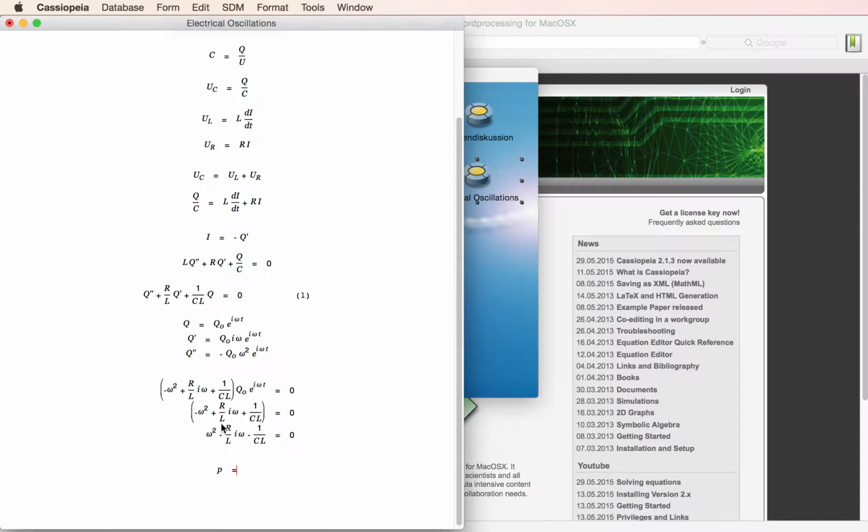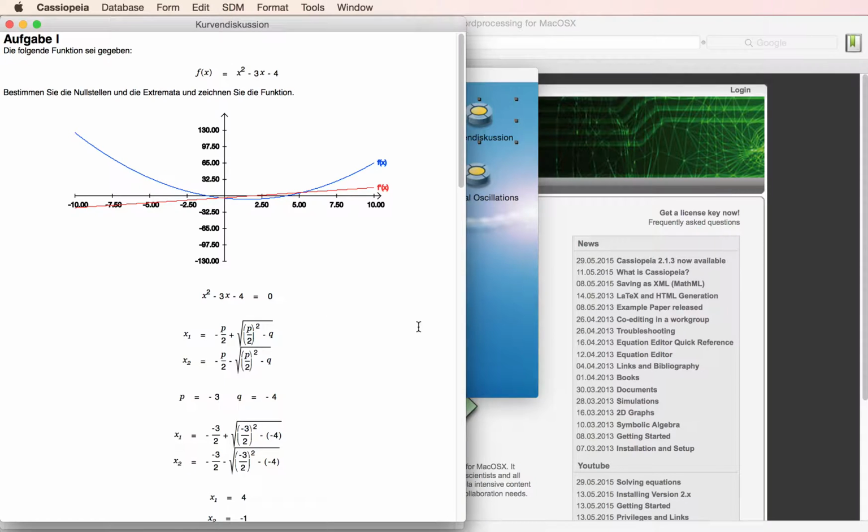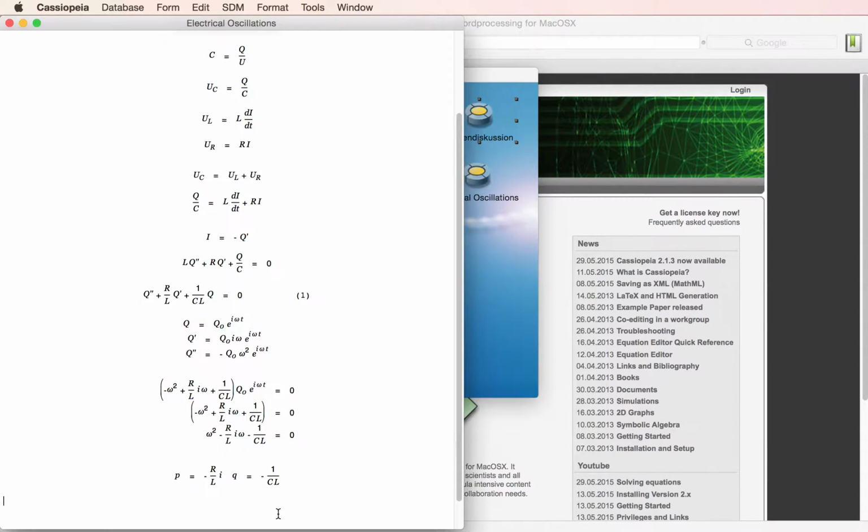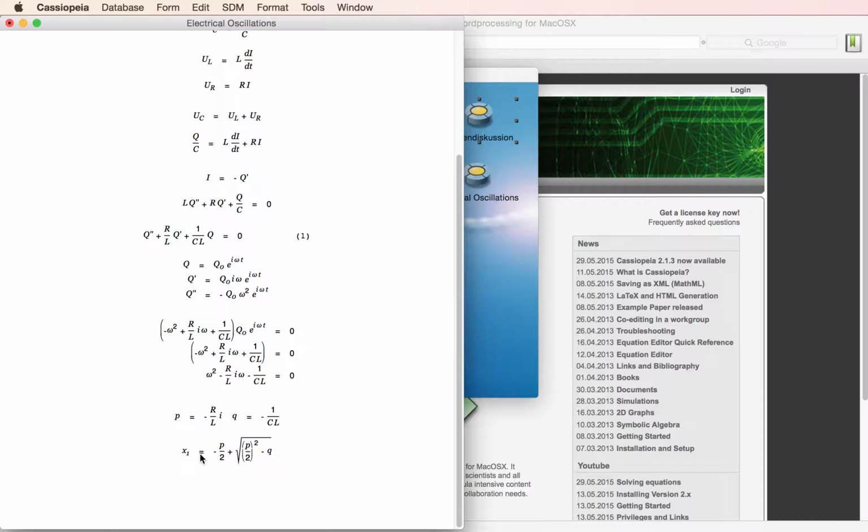P is this term here, minus, don't forget the I, and Q is minus 1 over CL. We have a PQ formula somewhere. Let's take this one, just make a copy of it, and rename it to omega 1. So we can simply substitute into this equation now.